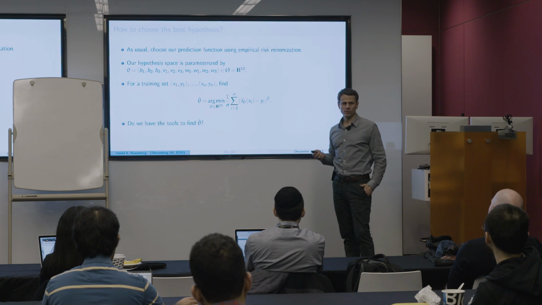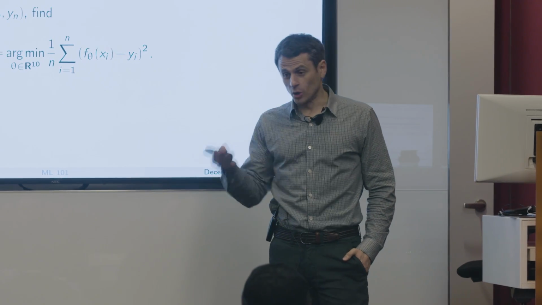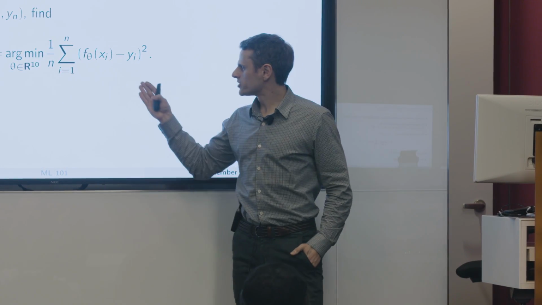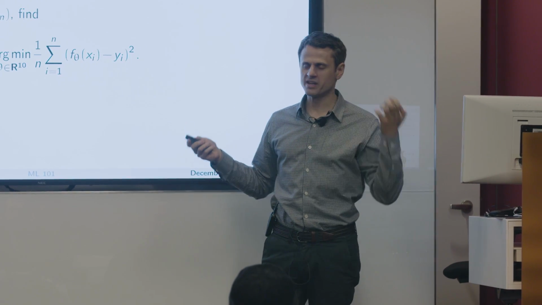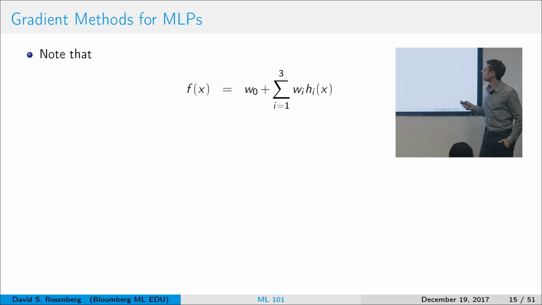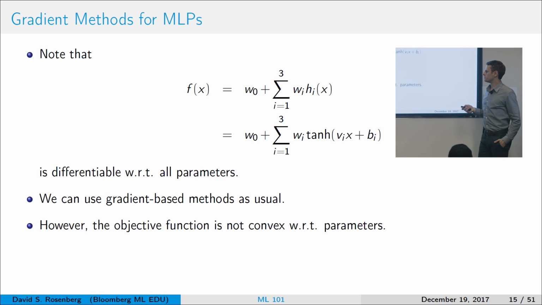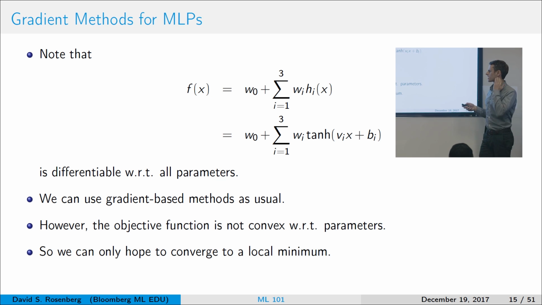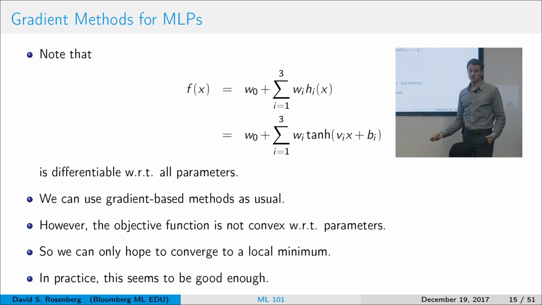So we don't have the tools in some sense to find the minimizer because this is not a convex function, so we don't know what to do, but it turns out that finding a local minimum is good enough. As we pointed out, this is differentiable, so we can use gradient-based methods. It's not convex, so we're hoping we'll at least get to a local minimum, and in practice we get very good success with neural networks, so that seems sufficient.